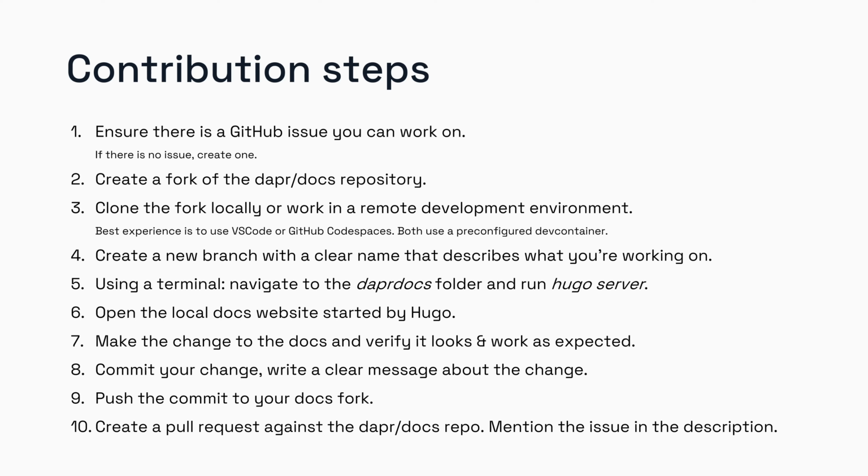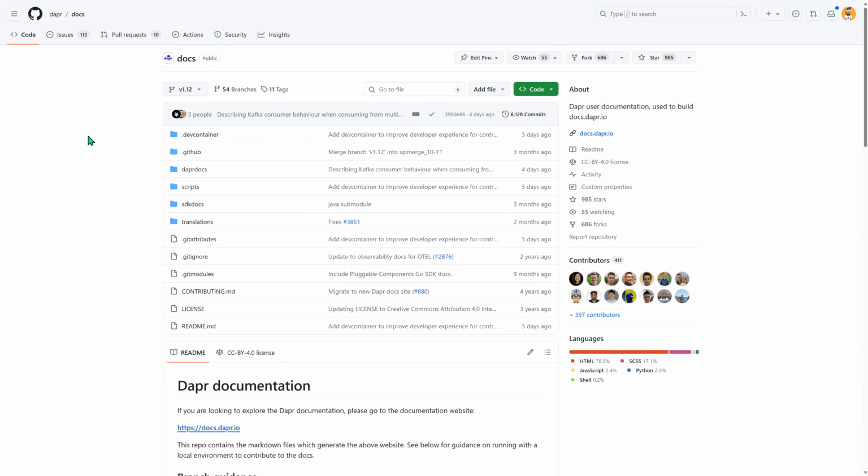Then open up a terminal, navigate to the Dapr docs folder and run the Hugo server command. This will start a local web server and Hugo builds the website. Once it's there, you can open up this local website and you can make the changes in the docs and immediately verify that it looks and works as expected. Then commit your change, write a clear message about the change, push the commit to your docs fork, and then create a pull request against the upstream Dapr docs repo and mention the issue number in the description. That's it. Okay, let's go through all of the steps now.